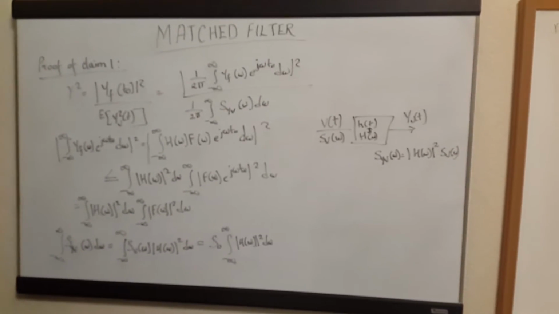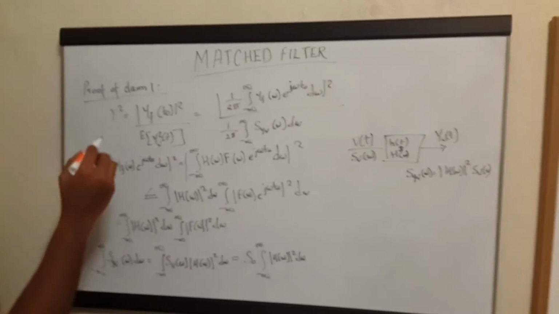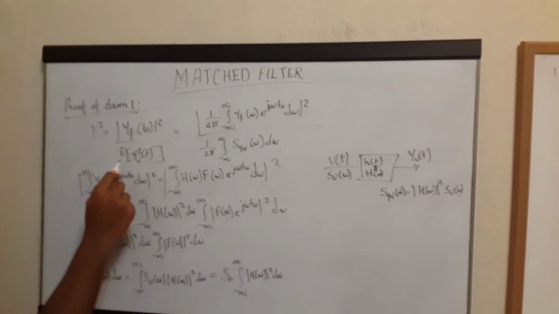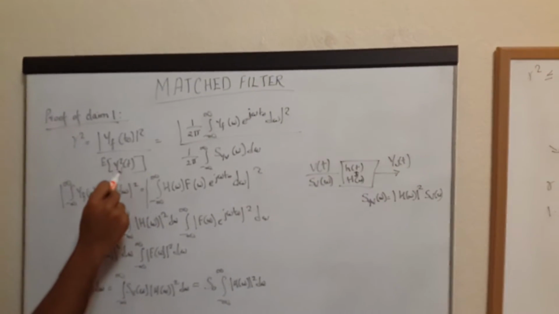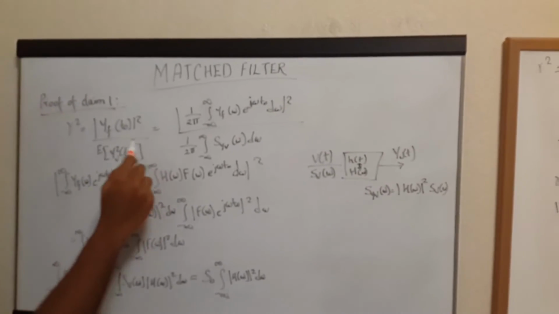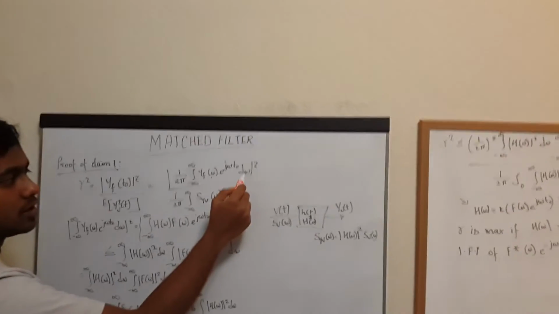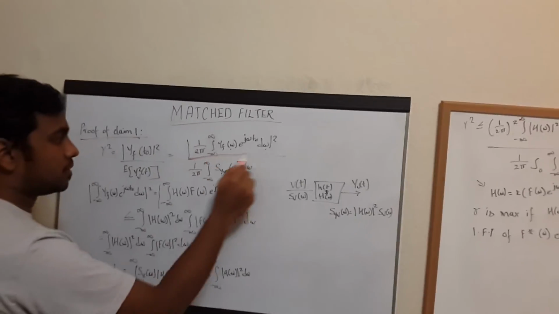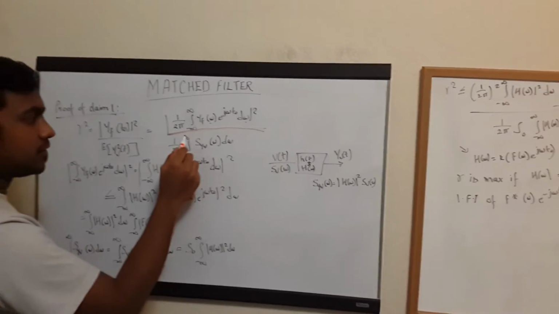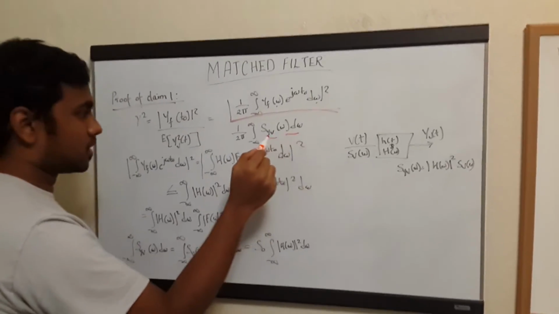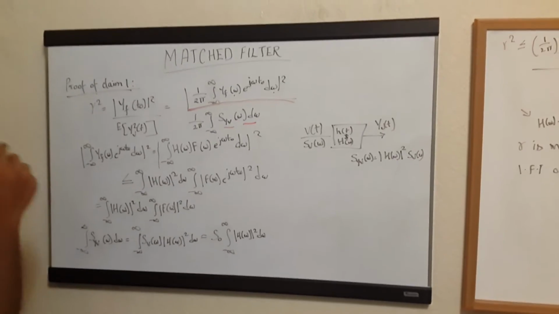Here let's proceed with the proof of claim 1. Here R squared is equal to the modulus of yf of t naught the whole square by the mean value of yv squared of t. So which in turn implies modulus of 1 by 2 pi integral minus infinity to infinity yf of omega e power j omega t naught d omega the whole square by 1 by 2 pi integral minus infinity to infinity S yv of omega d omega. This is the power spectrum of v.